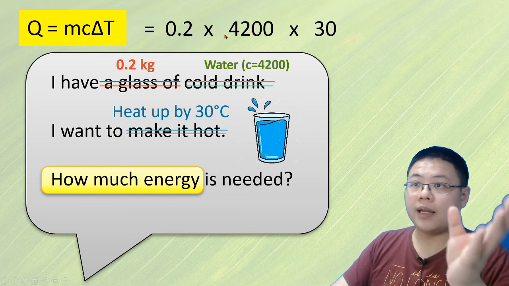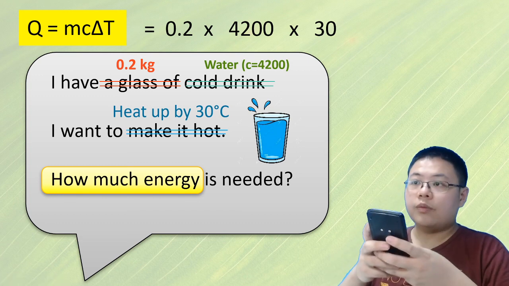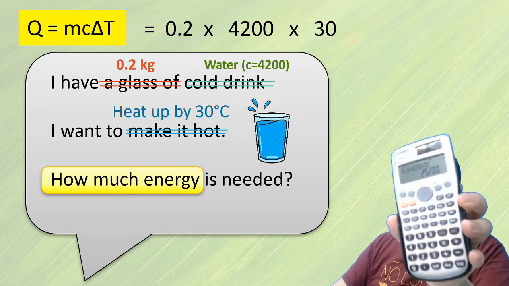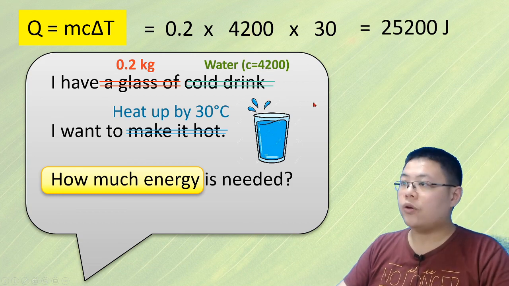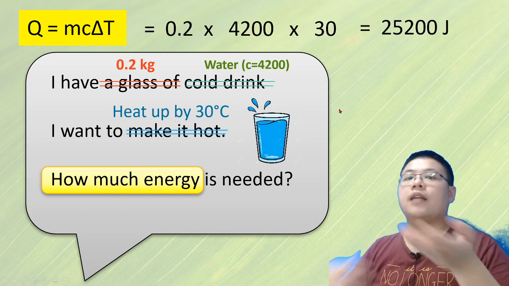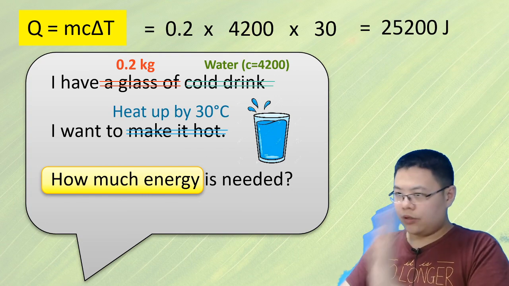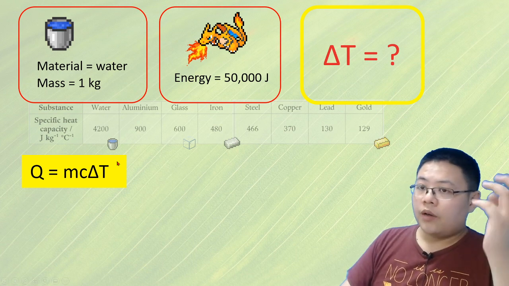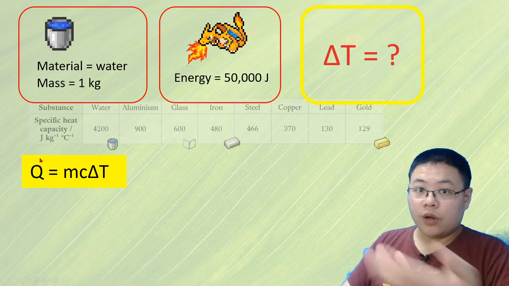So we plug in these three numbers to the calculator, 0.2 times 4200 times 30, and then you can get this number, 25200 joule. Okay, that is how we calculate the energy. So we learn one more thing. We know Q equals mc delta T. This is what we know.